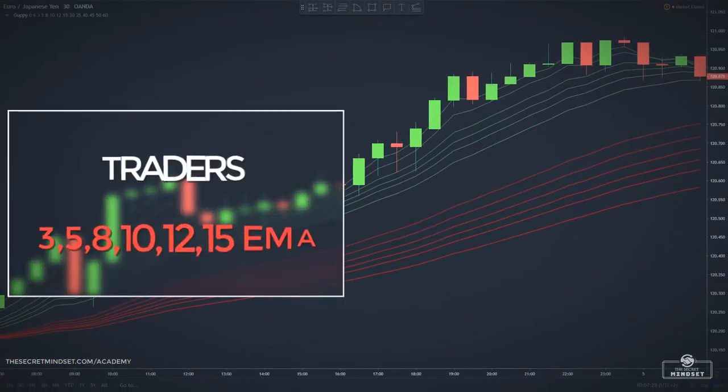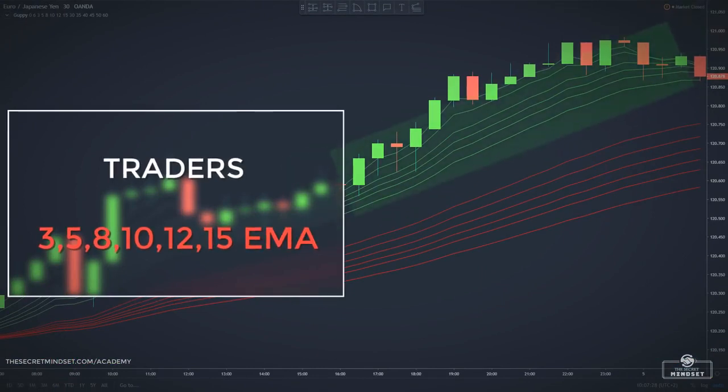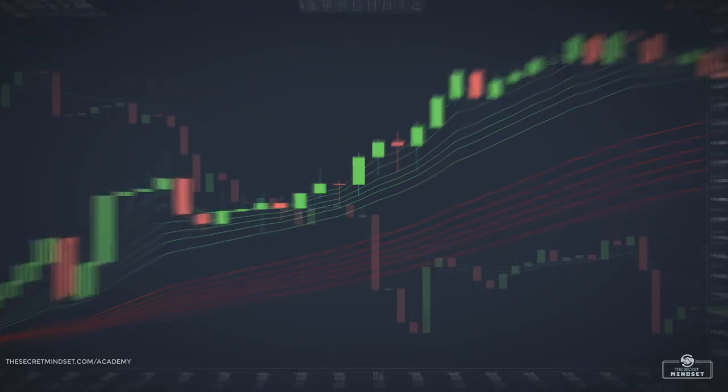We track their activity by using a group of short-term moving averages. These are 3, 5, 8, 10, 12, and 15-day exponentially calculated moving averages.